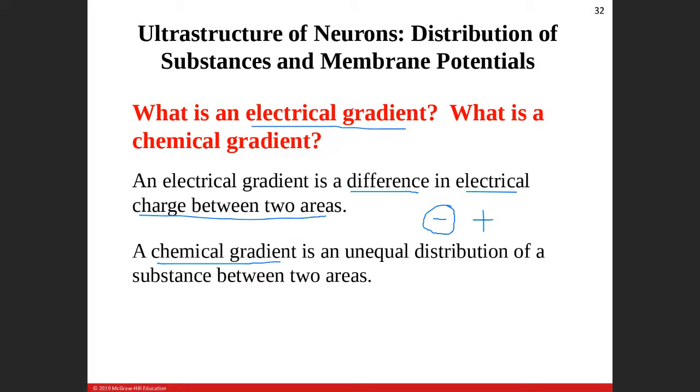two areas. And going back to the cell again, okay? You have 140 molecules of sodium outside the cell and about 40 molecules of sodium inside the cell. So that creates our chemical gradient. We have more outside than inside. Okay? So together, we call that an electrochemical gradient.